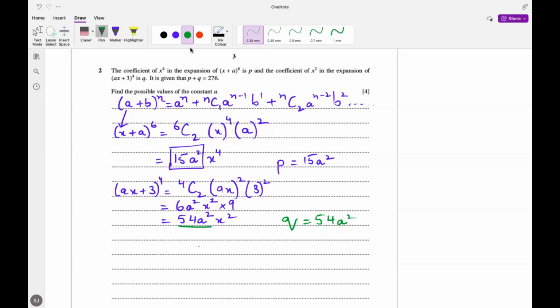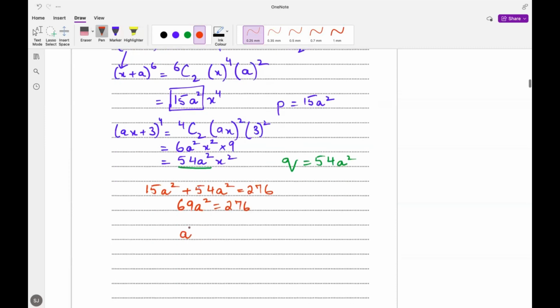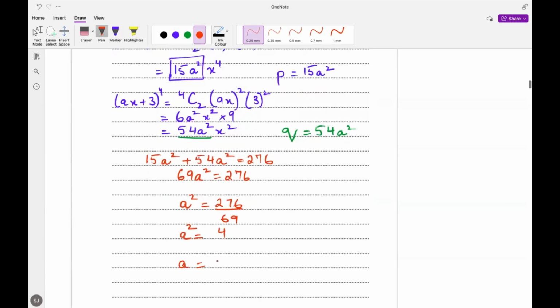And in the question, it said that p plus q is 276, and we have to find the value of a. So we'll bring it in terms of a. So p is 15a squared plus q is 54a squared, which equals 276. Adding 54 and 15, we'll get 69a squared equals 276. Now we'll divide 276 by 69. So a squared would be 276 divided by 69, which equals 4. So a squared is 4. Taking the square root of 4, we'll get plus or minus 2 for the values of a.